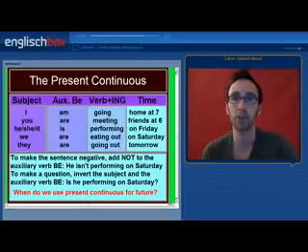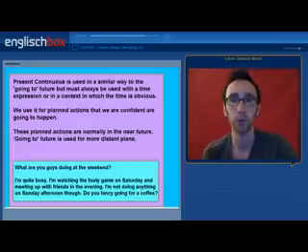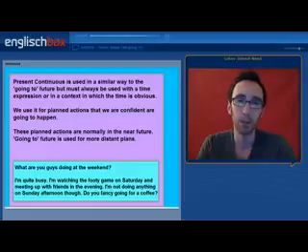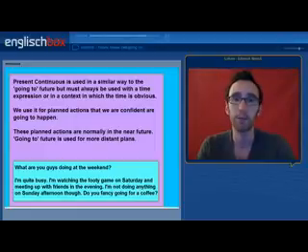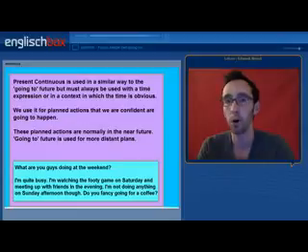So we've looked at the structure. What about the use? Well, present continuous is used in a similar way to the going to future for planned actions, but it's very important to use this time expression, or from the context, the time has to be obvious.